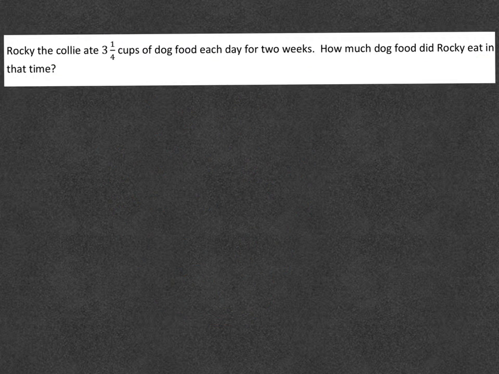Rocky the collie ate 3 1/4 cups of dog food each day for 2 weeks. How much dog food did Rocky eat in that time?